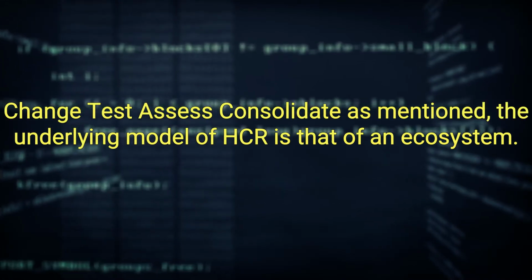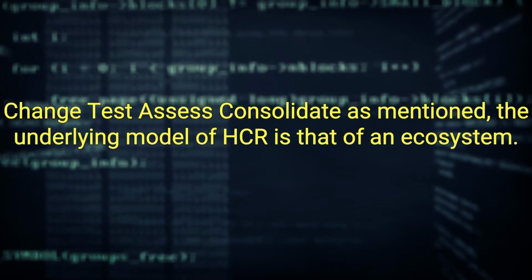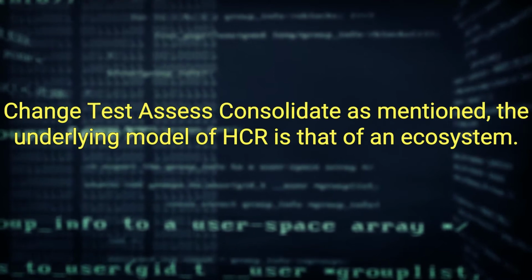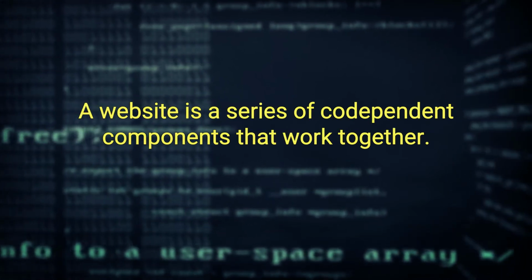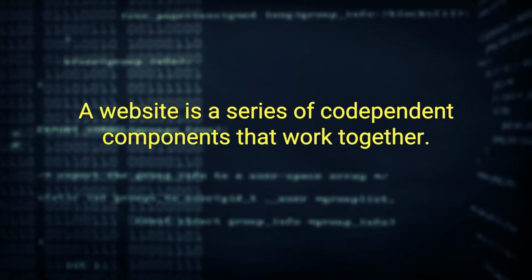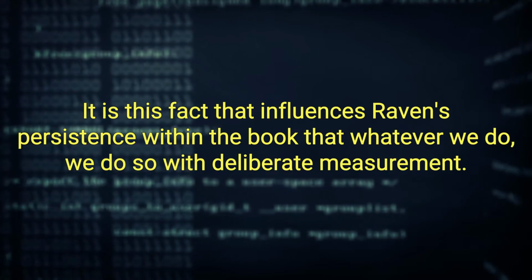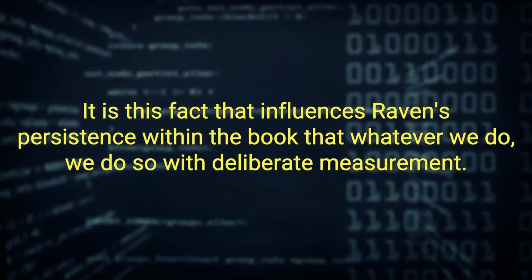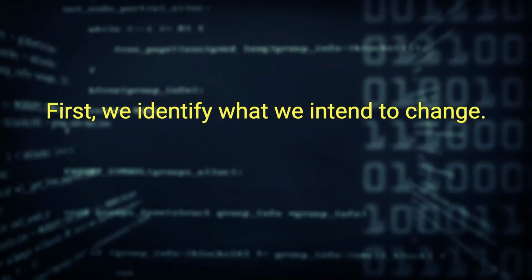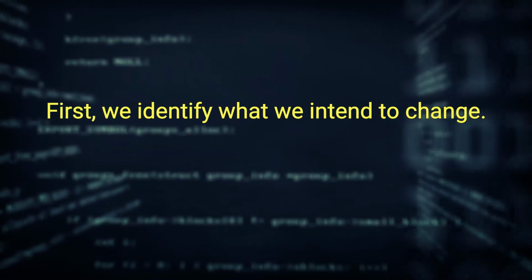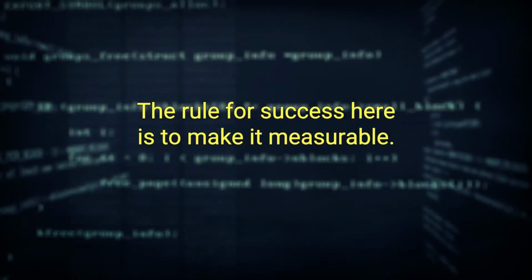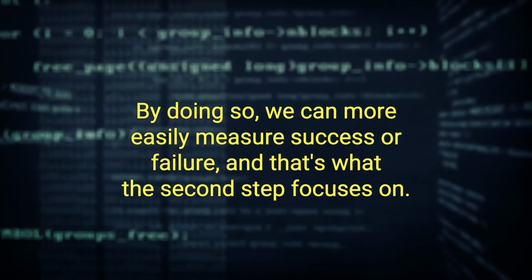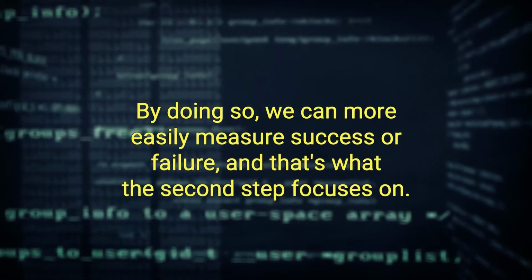Change, test, assess, consolidate. As mentioned, the underlying model of HCRO is that of an ecosystem. A website is a series of codependent components that work together. It is this fact that influences Rabhan's persistence within the book that whatever we do, we do so with deliberate measurement. First, we identify what we intend to change. The rule for success here is to make it measurable. By doing so, we can more easily measure success or failure, and that's what the second step focuses on.